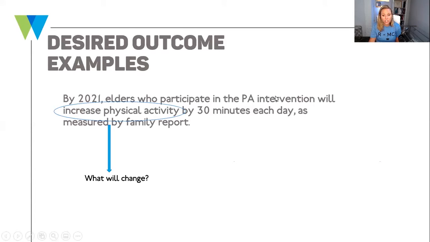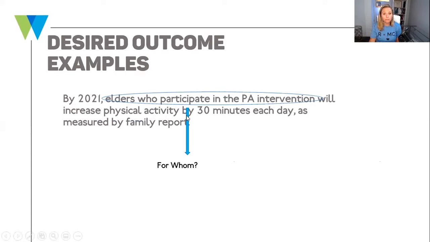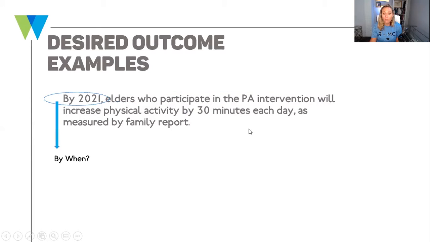What's going to change? Well, we're going to increase physical activity. That is a very specific behavior that we're going to change. Physical activity will increase. For whom? Well, for whom will be elders who participate in the physical activity intervention. It may be all elders in the long term, but for this very specific desired outcome, this is a short-term outcome, and I'm only talking about those who are participating in our intervention. By when? By 2021. This is probably a short-term outcome.